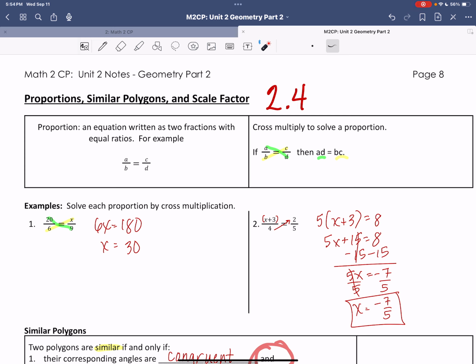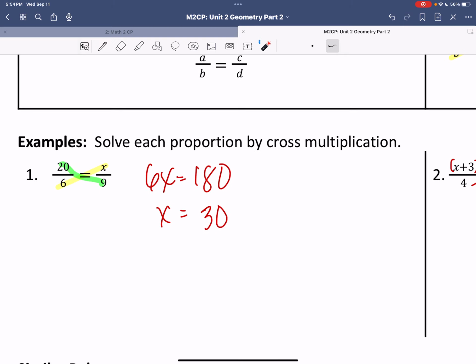All right, so to solve each proportion, we're going to use cross multiplication. So for this first one, just exactly what I did here, I go 6x, and then I'm going to go 9 times 20, which is 180. Either way, you could have written it this way also. It's fine. And then divide both sides by 6, and x equals 30. So that's all you do with that one.